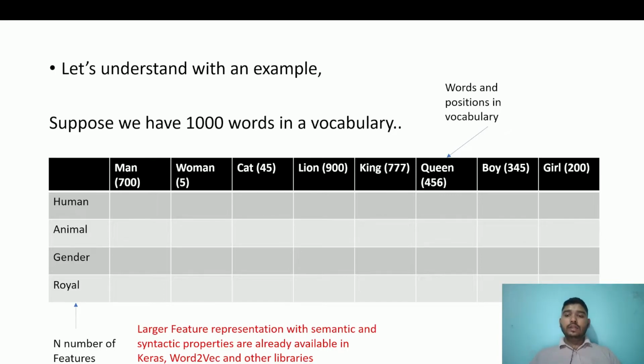The larger feature representations with semantic and syntactic properties are already available in Keras, Word2Vec and other libraries. As I have said, these already trained vectors, or we can say features, are available in many libraries, so we don't need to worry about making these kinds of features. And these features can be anything. Here we put 4 features, but there can be others also, like age, or jungle, or cricket, anything.